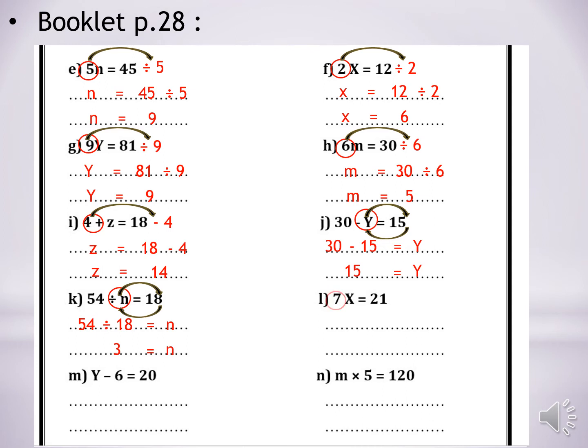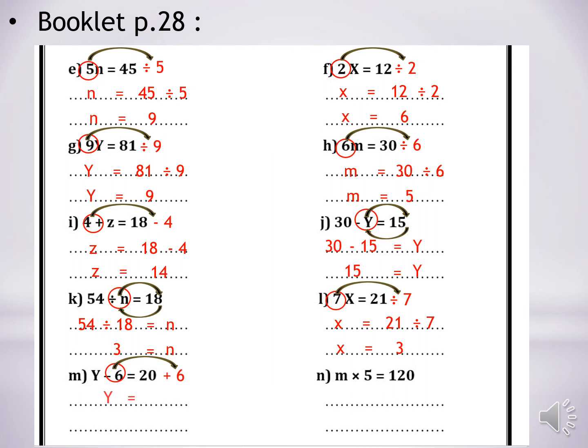In letter L, 7x equals 21. Send it to the other side with the opposite sign. The opposite of multiplication is division. So divided by 7. So x equals 21 divided by 7. 21 divided by 7 equals 3. So x equals 3.